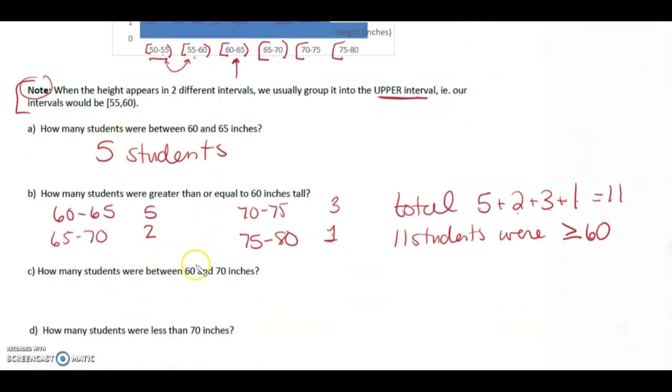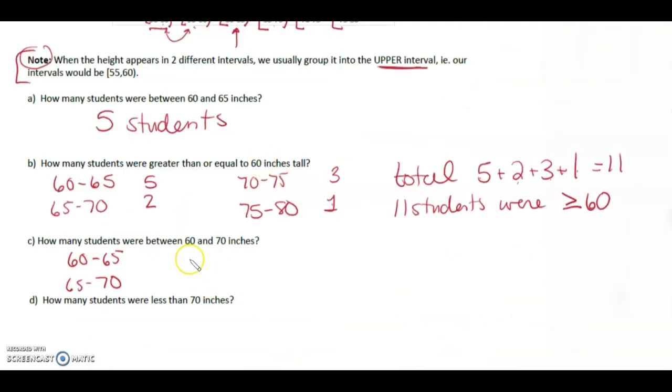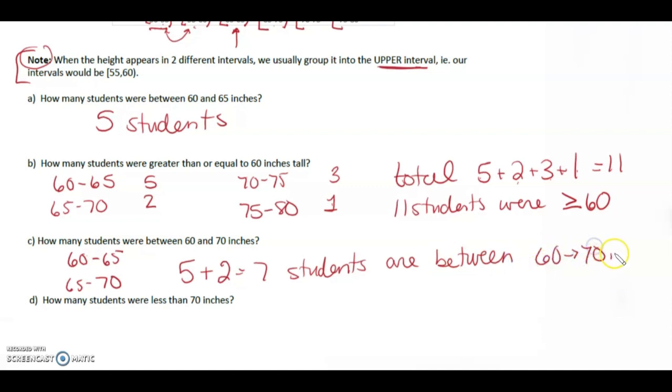So how many students were between 60 to 70 inches? Well, we have 2 intervals here, 60 to 65, and then 65 to 70. Right? We have to include all students that are in both of these intervals. So it's going to be 5 plus 2. Seven students are between 60 to 70 inches.